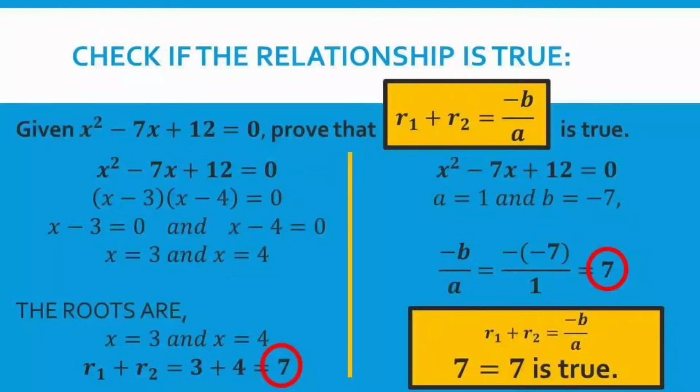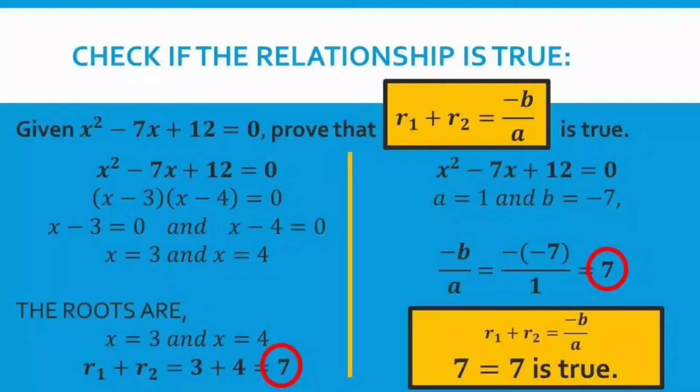R1 plus R2 then will become 3 plus 4 or equals 7. Finally, the latter part of our expression, upon observing the second and the first numerical coefficients of our equation, which is B and A respectively, we will have 1 for A and negative 7 for B. Using these values to substitute with our expression, negative B over A, we have negative 7 over 1. Negative times negative 7 will result to 7 over 1 is also 7.